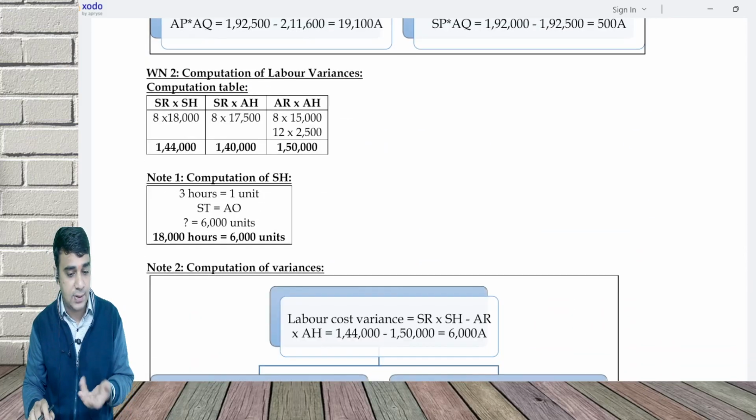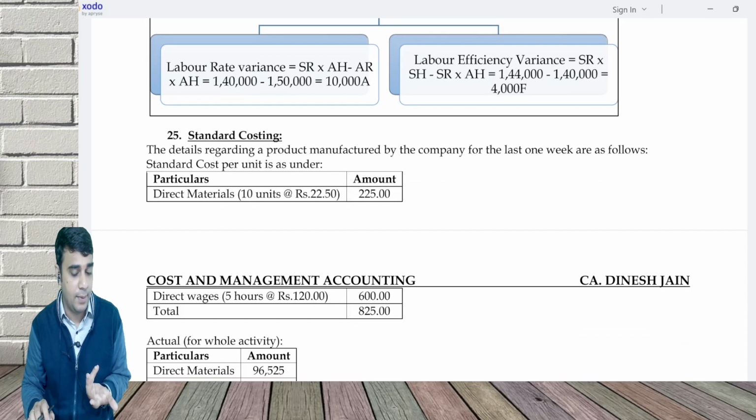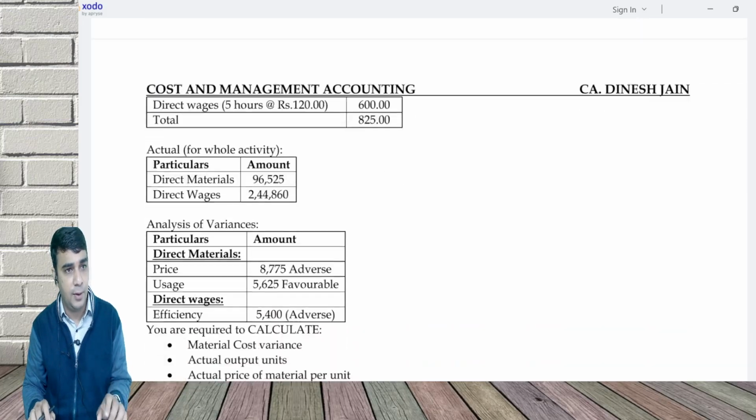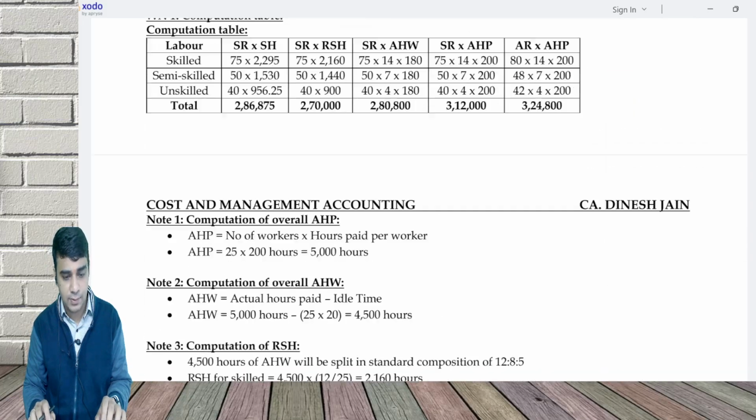And you will appreciate this only if you do homework and come. Otherwise, it may not add much value. I can't help it. 25 we did, no? 26.